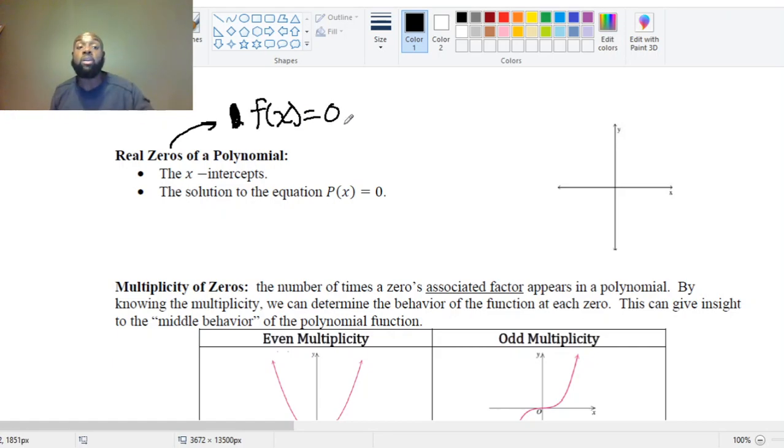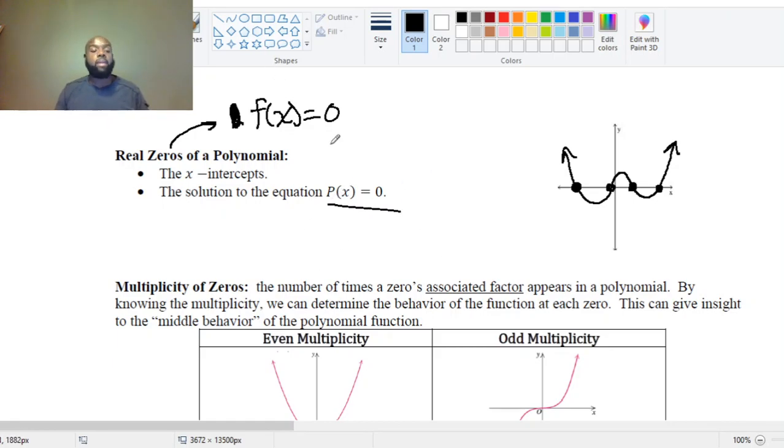And so the real zeros are those real numbers that actually make your polynomial equal 0. Remember, we said that when they're complex, we can't graph them, so those won't show up on your graph. So your real zeros of your polynomial are where your polynomial function equals 0. They're the exact same thing as your x-intercepts. So this polynomial here has 4 real zeros, and it's the solution to the equation p of x equals 0.